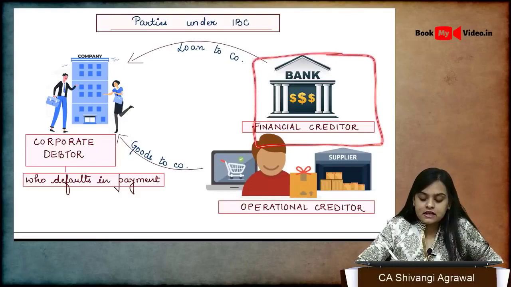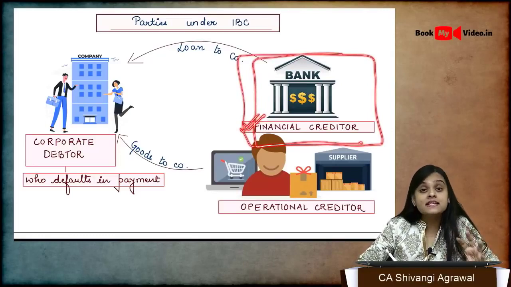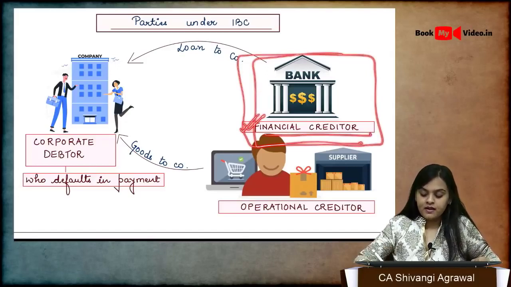If it has taken a loan from a bank, that means the bank has helped the company in its finances. The bank has helped the company in its finances. So of course it is a financial creditor.